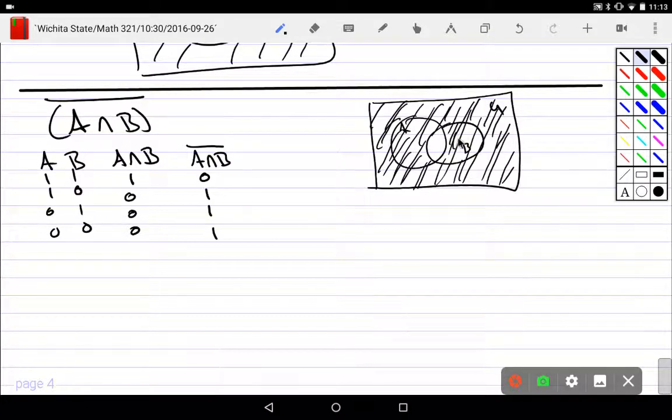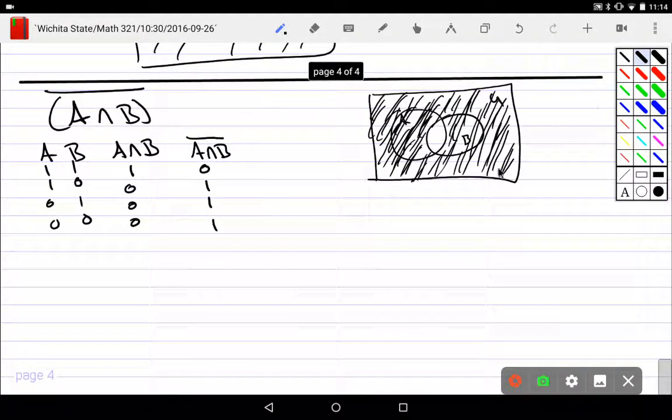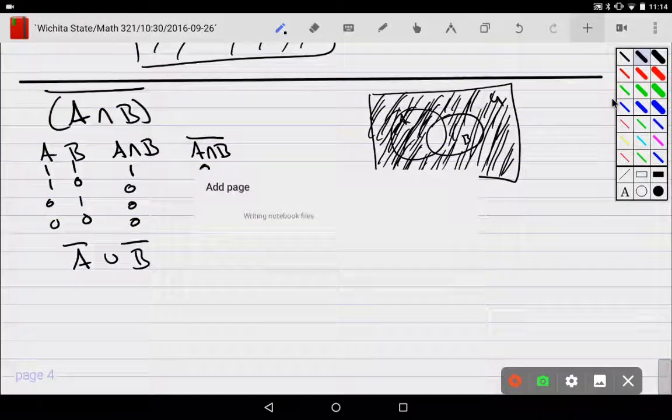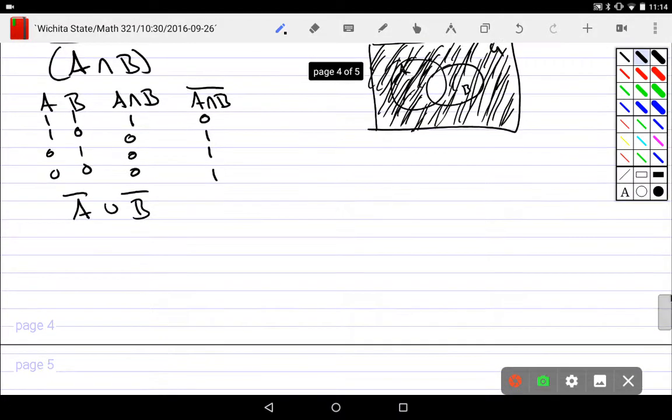Excluding the intersection, right? Here's where shading kind of gets annoying. All right. What would happen if I did A intersect B, complement, union A complement union B complement? Let's do the Venn diagram on that. Sorry, membership table on that.